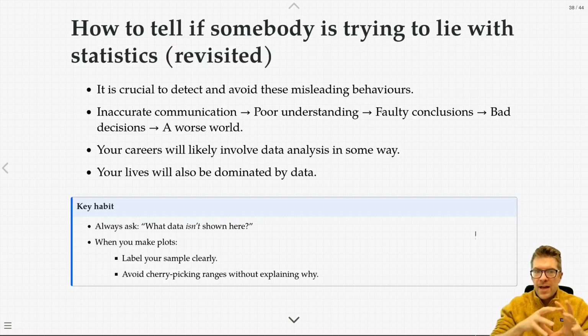If there's inaccurate communication, if there's real data but it's communicated inaccurately, this will lead to poor understanding on the part of whoever's receiving it. Then that person will make faulty conclusions. They might decide to spend resources in an area that doesn't need it. They might vote for a candidate that is against their interests. This results in bad decisions and bad consequences, and therefore a worse world.